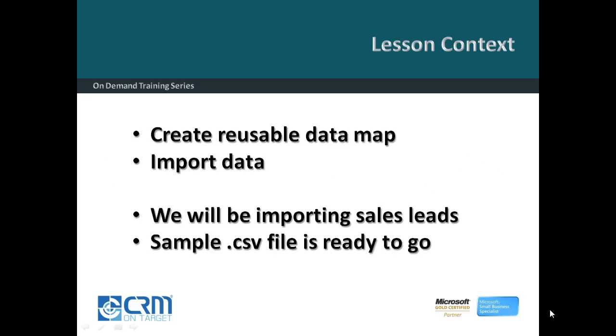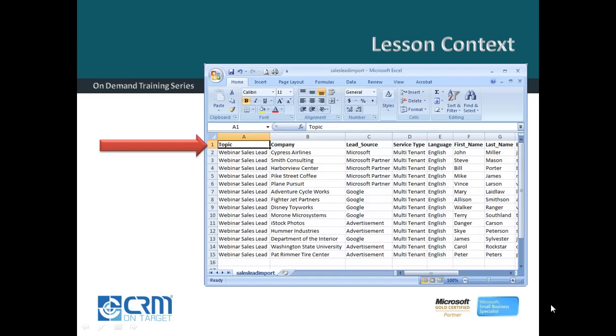So to give today's session a little bit of context, what I'm going to do now is create a reusable data map, and then I'm going to use that map to import data. I'm going to import sales leads for my example session here, and I already have a sample CSV file in Excel that's ready to go. That file looks like this, and I'll just draw your attention to the first row, our header row, where we've got the field names for what field data is contained within each one of those columns.